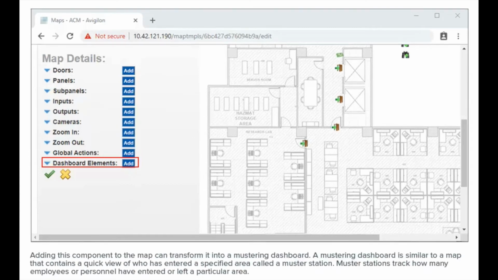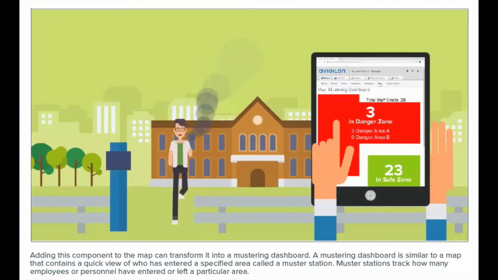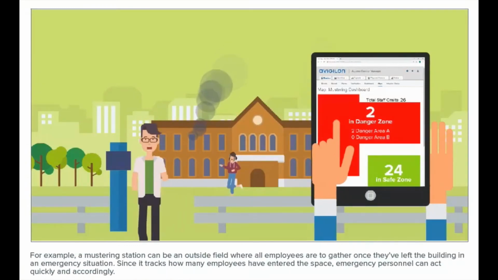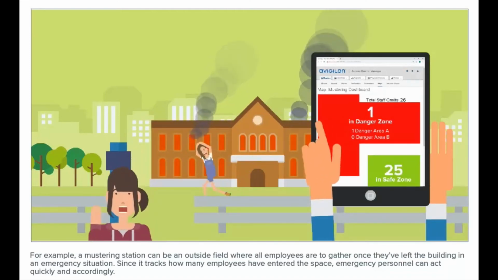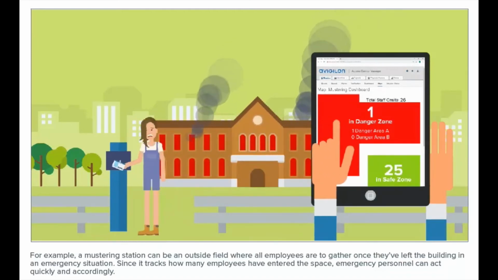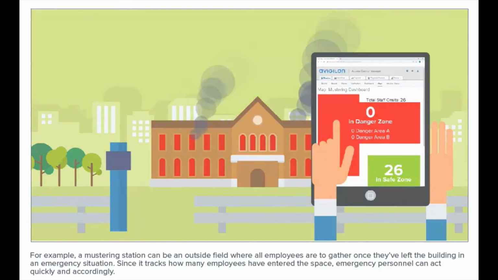Adding this component to the map can transform it into a mustering dashboard. A mustering dashboard is similar to a map that contains a quick view of who has entered a specified area called a muster station. Muster stations track how many employees or personnel have entered or left a particular area. For example, a mustering station can be an outside field where all employees are to gather once they've left the building in an emergency situation. Since it tracks how many employees have entered the space, emergency personnel can act quickly and accordingly.